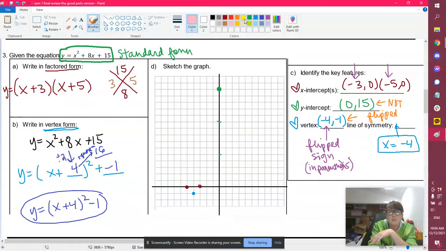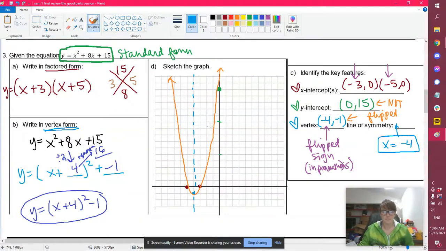And then, to make it beautiful, I just draw in the U that we know parabolas look like. And if it's not perfect, that's show business. If you want to draw in the line of symmetry as well, it's the line that goes straight through the vertex. Great.